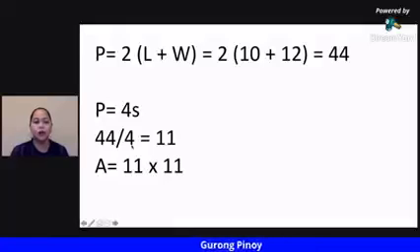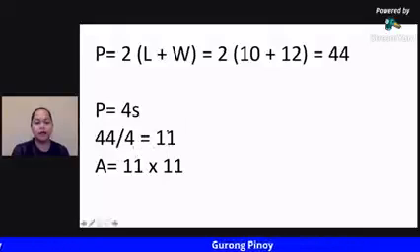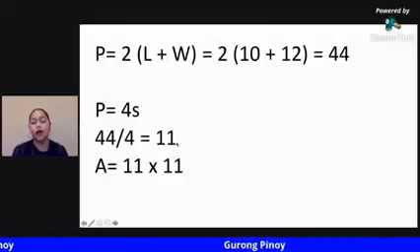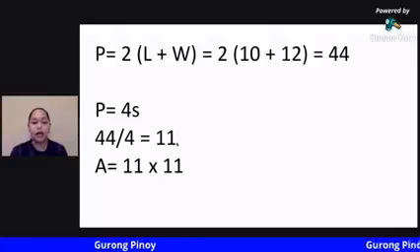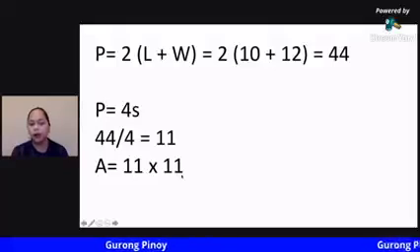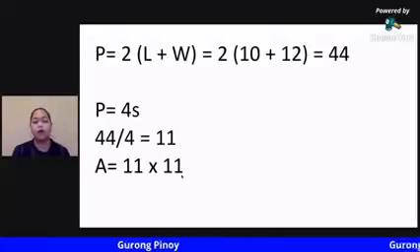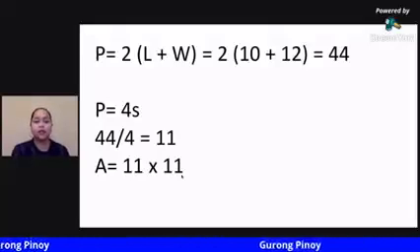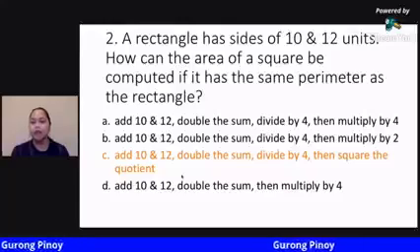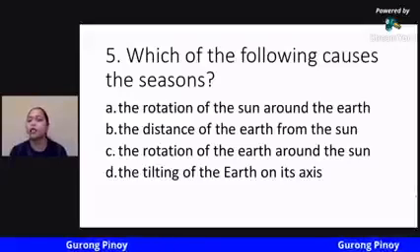That is why the second to the last part of letter C is divide by 4. Once you have that, this is the measurement of one side. Now, we know that the area of the square would just be S squared, so side multiplied by side. So what we have would be 11 times 11, or the last part there would be to square the quotient of your perimeter. So that's why the correct answer there was letter C, add 10 and 12, double the sum, divide by 4, then square the quotient.